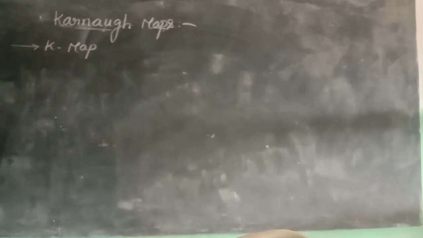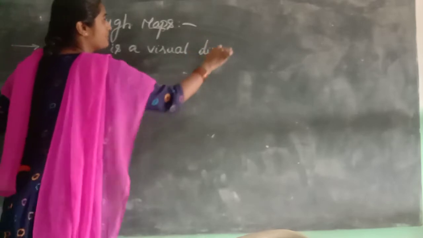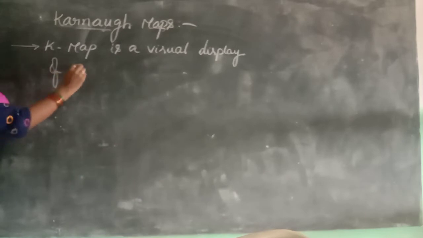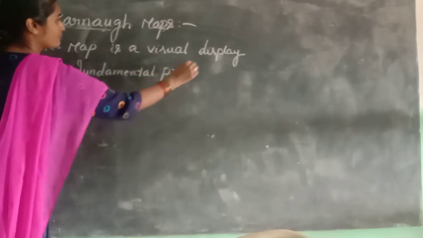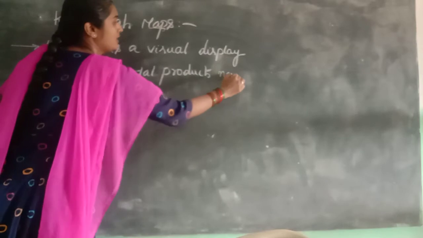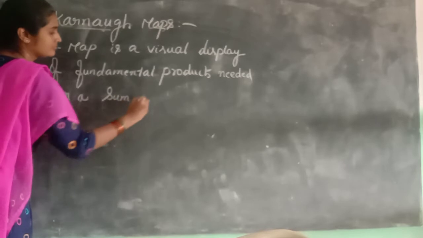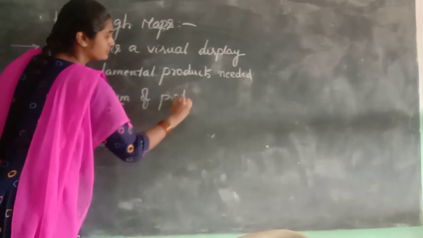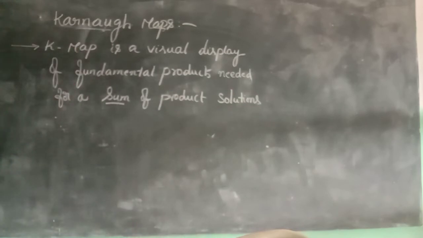A K-map is a visual display of fundamental products which are needed for sum of product solutions.